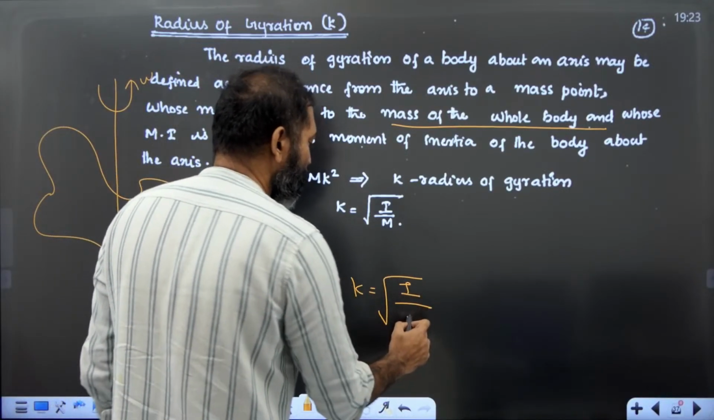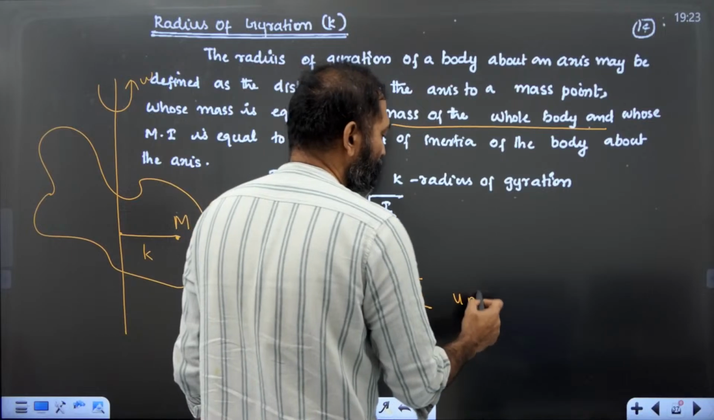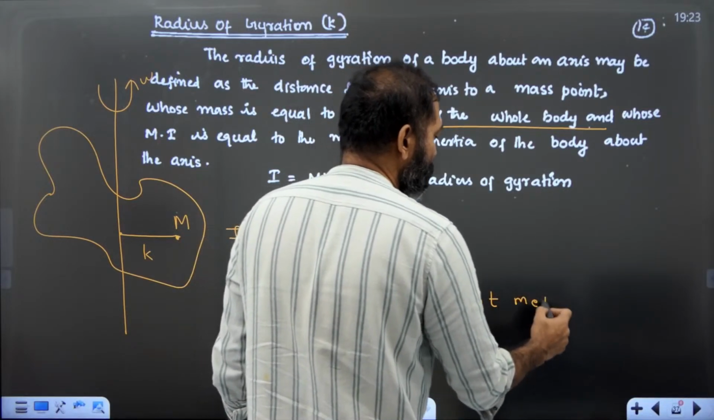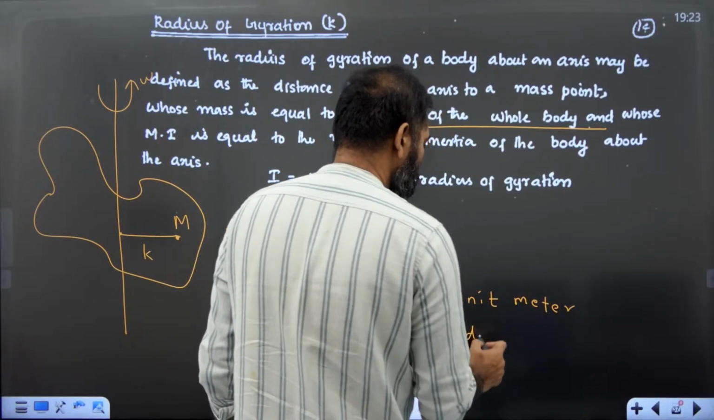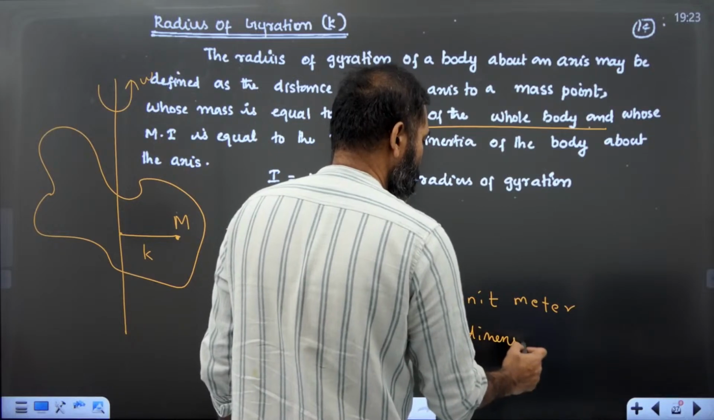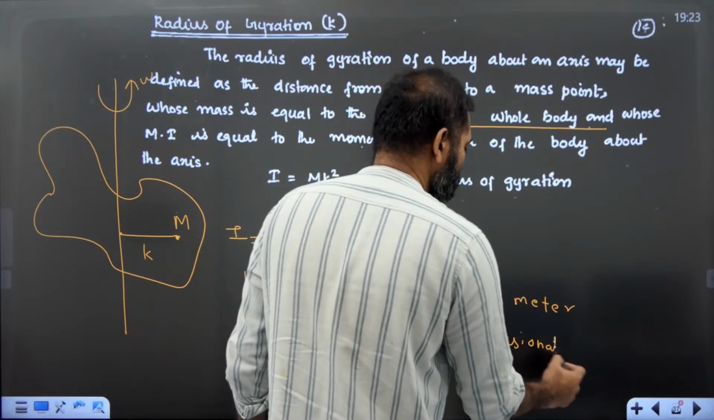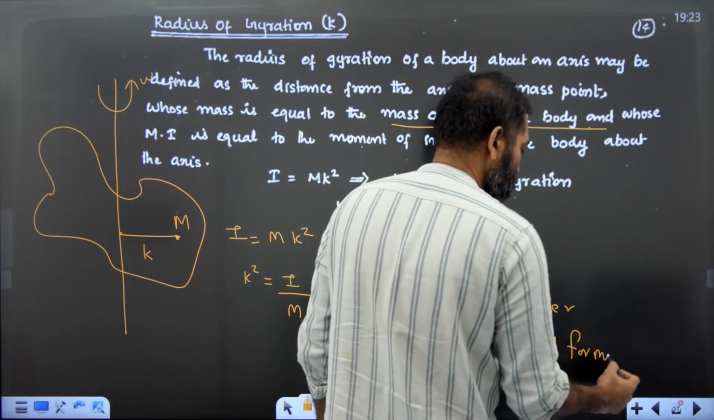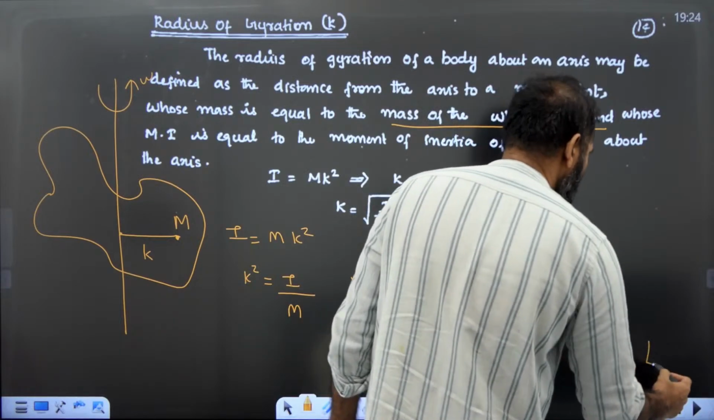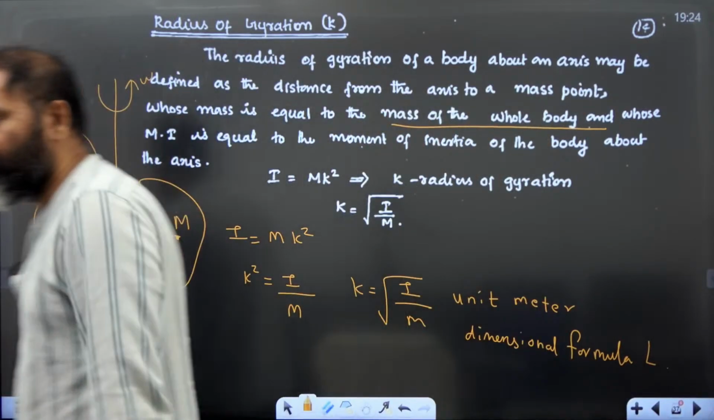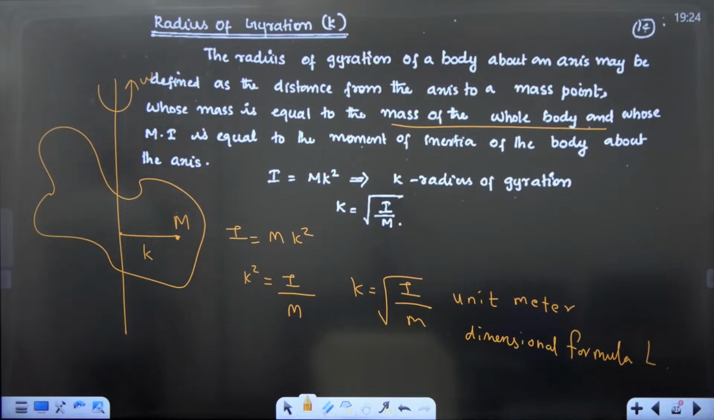So what is the unit of radius of gyration? Unit meter, because it is a radius, right? Dimensional formula is L, since it is a distance. Any doubt?